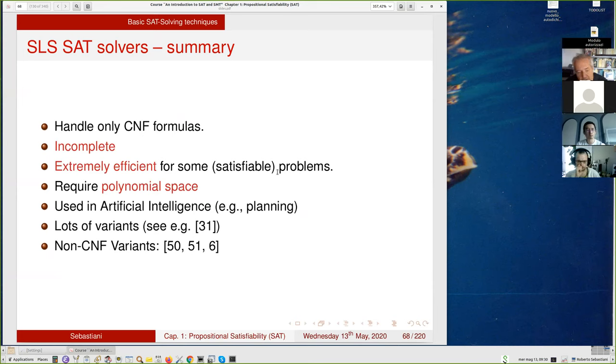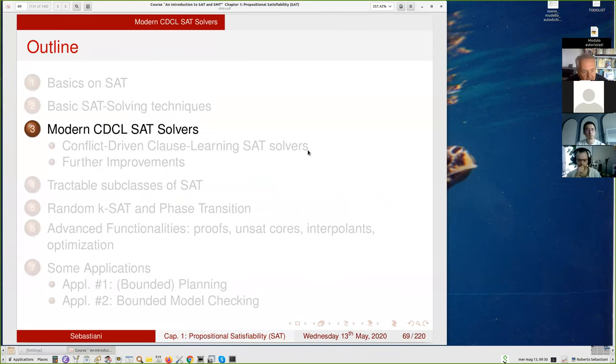Okay, I can point you to much literature if you are interested. Because after that, I really want to go to the main topic of this class, and probably the main topic of the first part of the course, which is CDCL SAT solvers, how a modern SAT solver works.